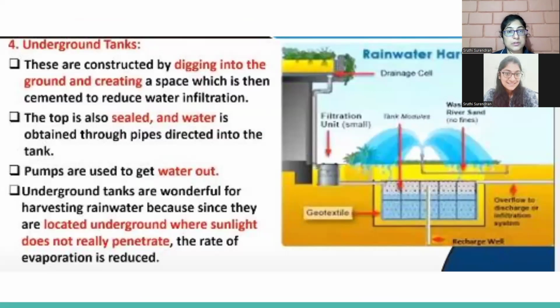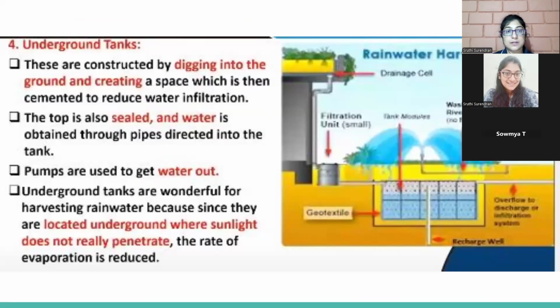Then there are underground tanks. Underground tanks are constructed by digging into the ground space below the surface. The top is covered, and then water is allowed to go into these underground tanks, and as a result of sedimentation, and then filtration processes that can also be applied, this water can be used accordingly.